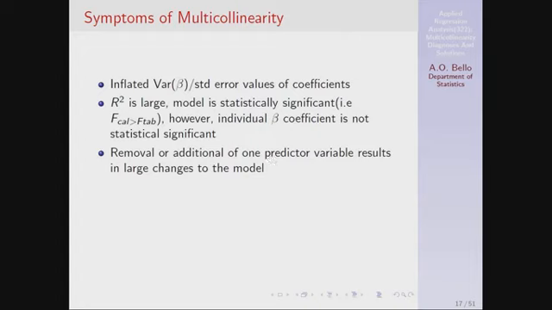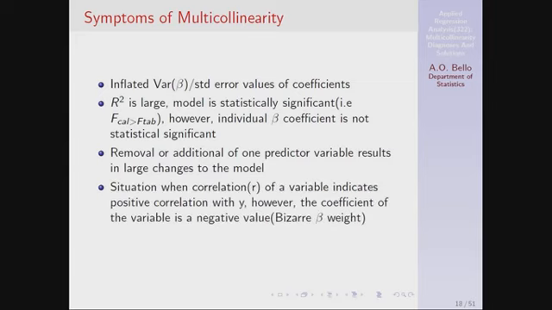After setting up the model, probably we decided to remove a particular variable from the model, or to add a particular additional variable to the model. And after doing the removal or the addition, we find out that the result which we have is largely different from the initial result before the change. Then it also suggests a multicollinearity problem.